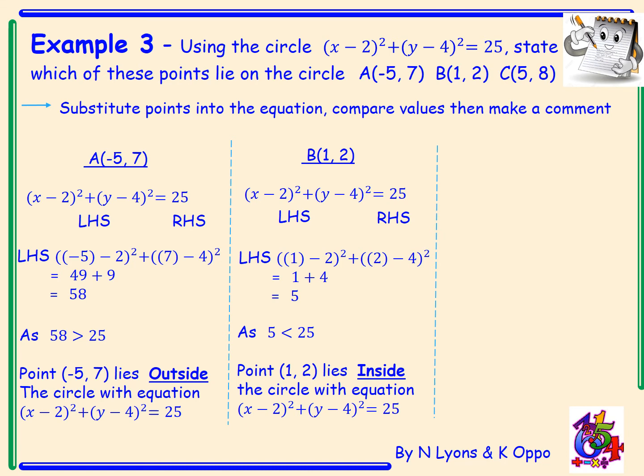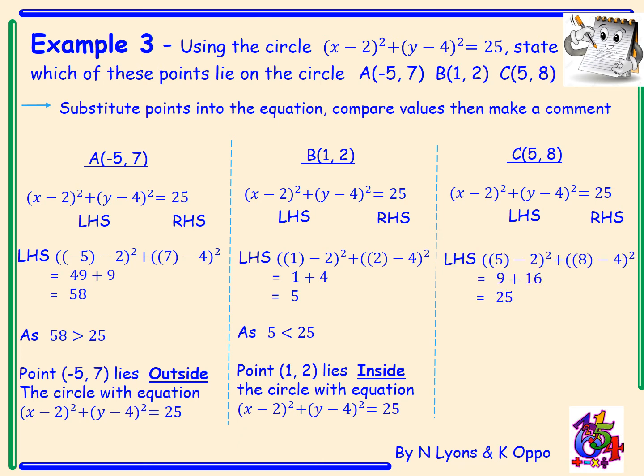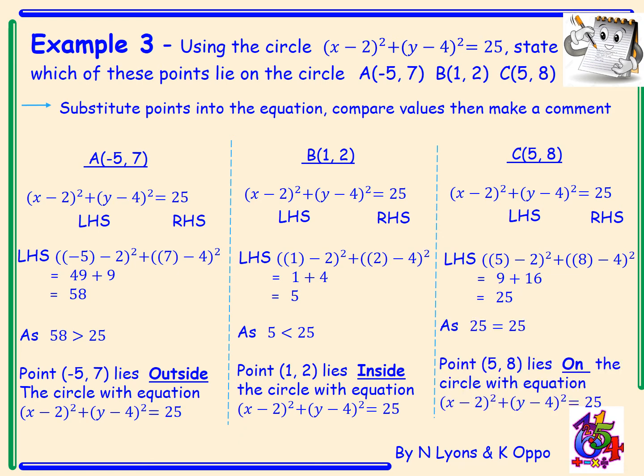And finally looking at C, which is (5, 8), we're going to replace x with 5 and y with 8 to get (5 minus 2) all squared plus (8 minus 4) all squared, which gives an answer of 9 plus 16, which is 25. Because our left hand side equals our right hand side, the point (5, 8) lies on the circle with equation (x minus 2) all squared plus (y minus 4) all squared equals 25. It lies on the circumference.